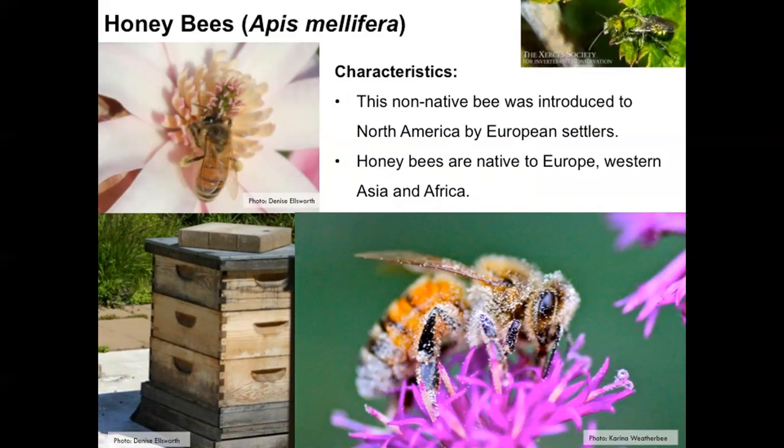It's a non-native bee, the western honeybee, which is also known as the European honeybee. It's native to Europe, Asia, and Africa, and it occurs now across the globe because it's been brought into all the places because everybody wants to have honey.